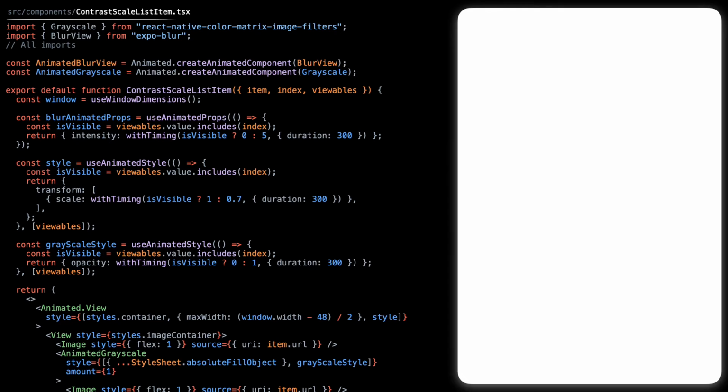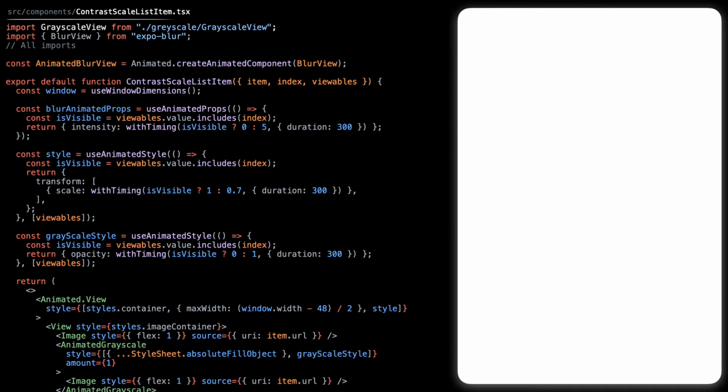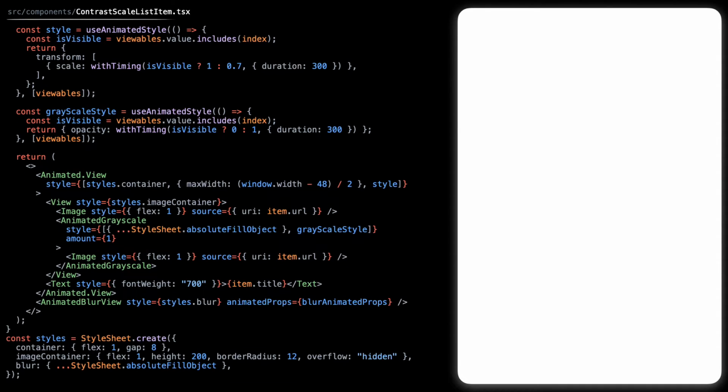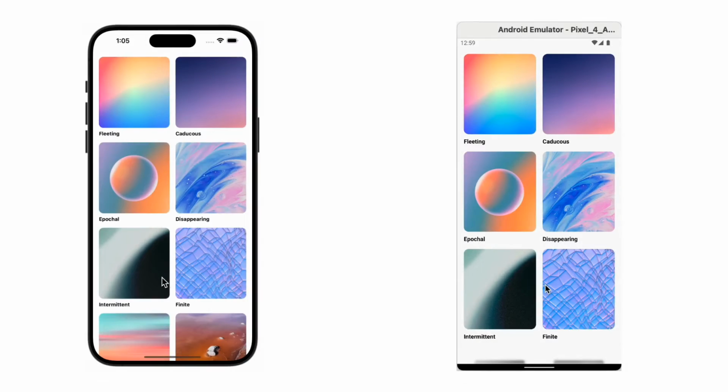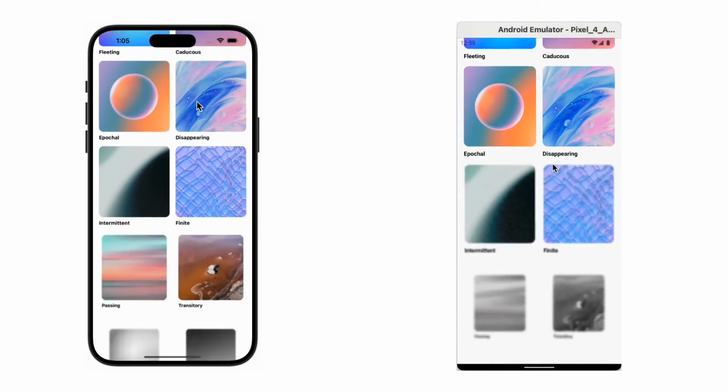Next, we can just replace the usage of this package with our custom component. Then wrap it on the image with animated view as a parent on which we will apply the opacity animation. And with this, the final animation is also completed.